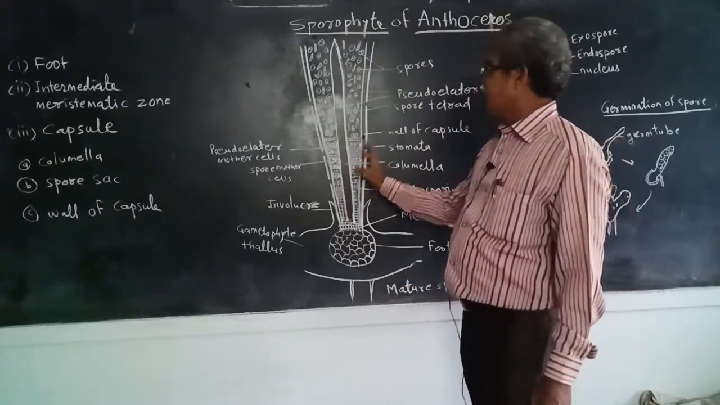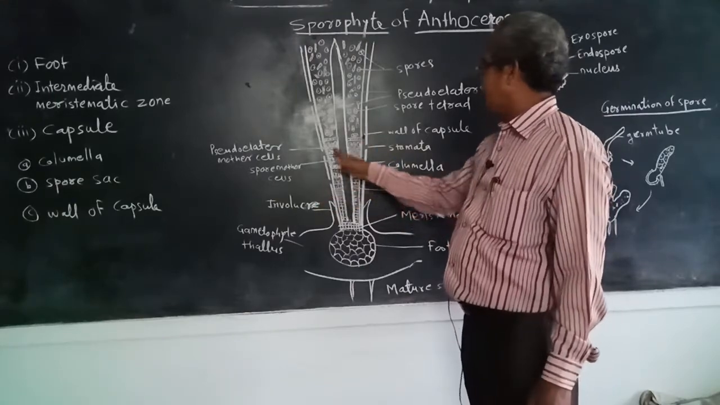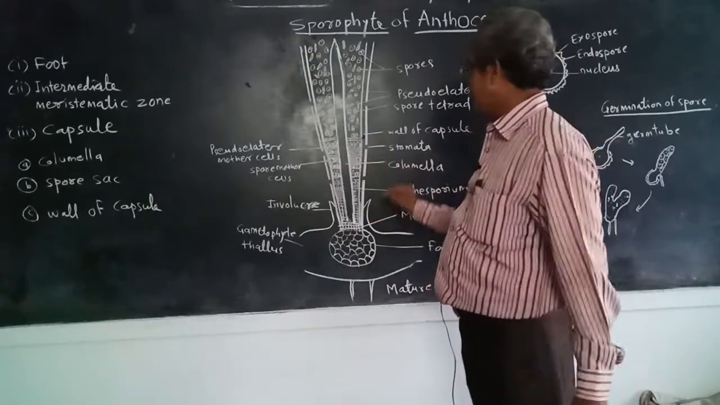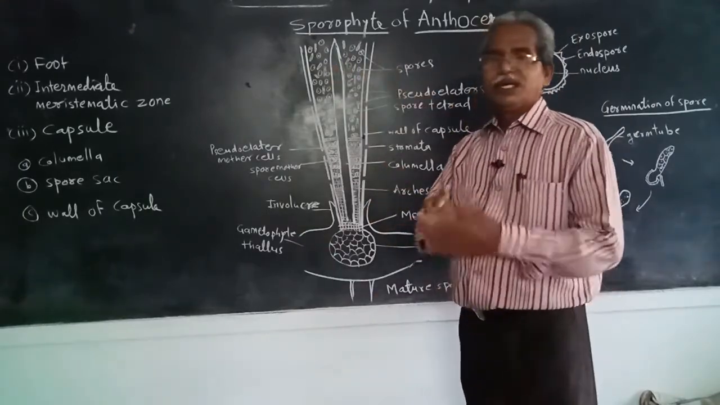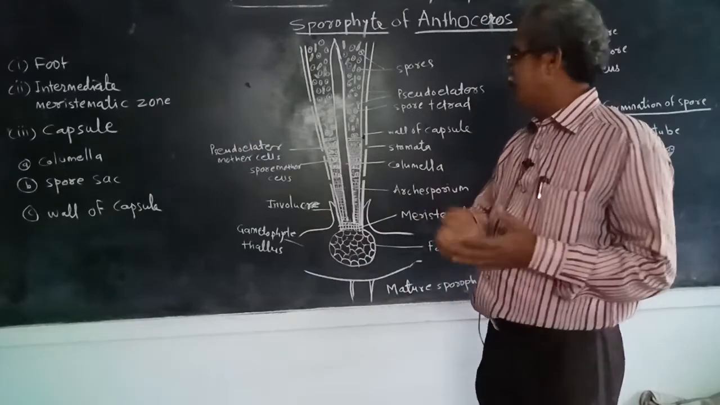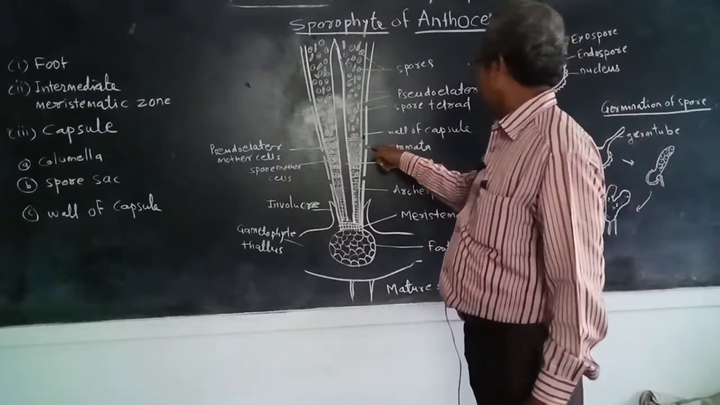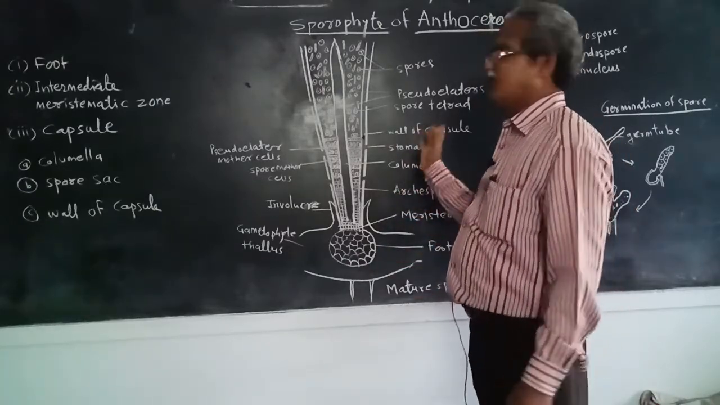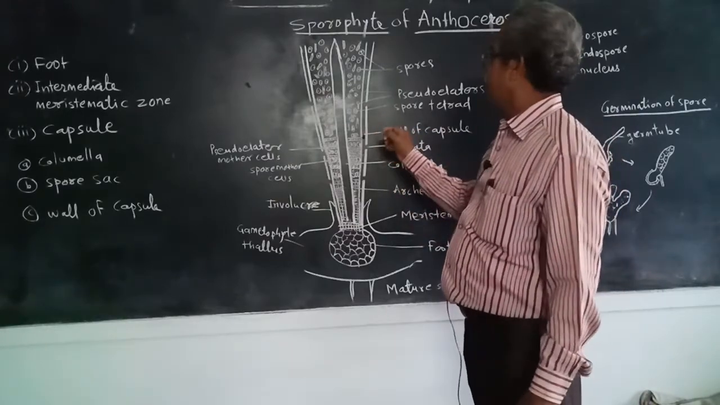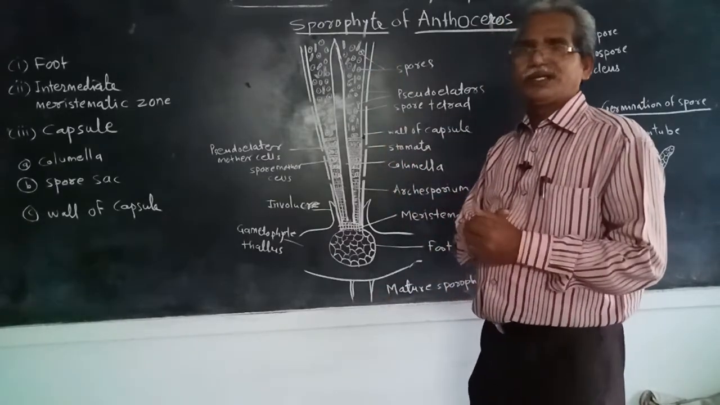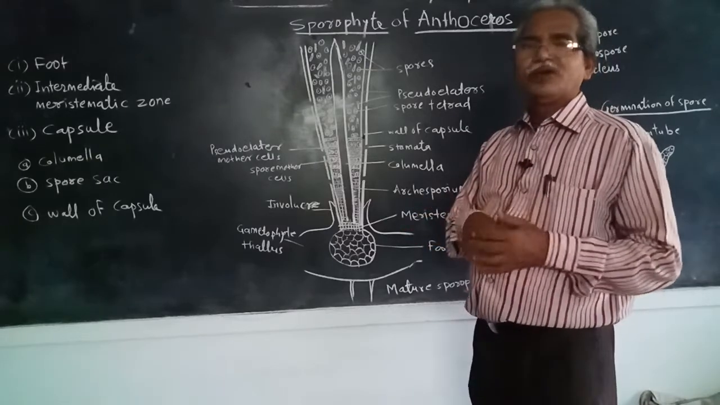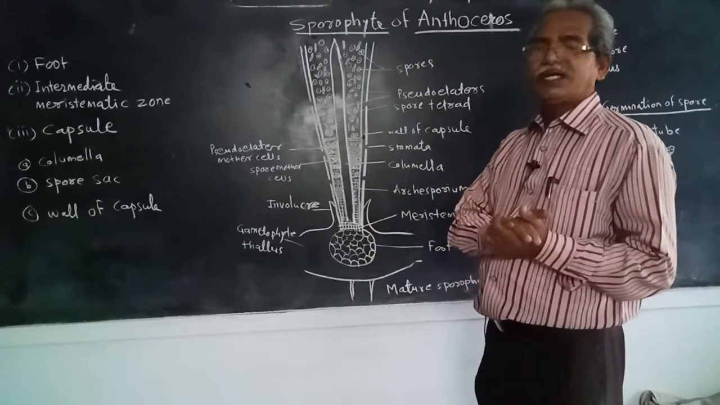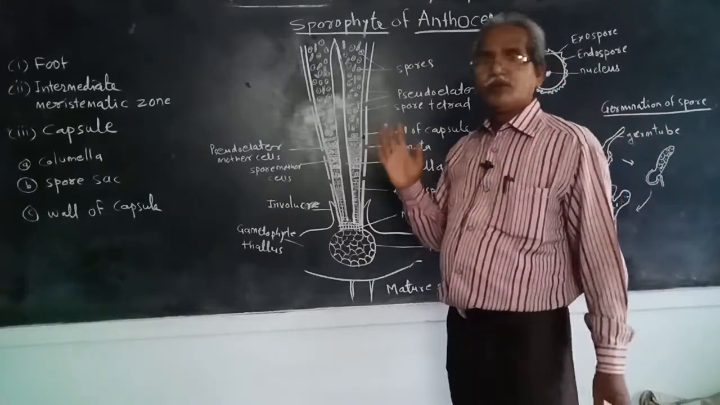Then just outside the spore sac is the wall of the capsule. The wall is 4 to 6 layers thick. The outermost layer is called the epidermis, which is interrupted by a number of stomata for the exchange of gases. Just below the epidermis there are 4 to 6 layers of parenchymatous cells with intercellular spaces, and the cells contain chloroplasts. That's why they perform the function of photosynthesis.